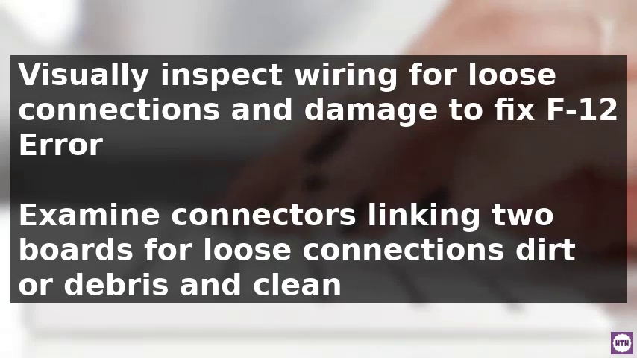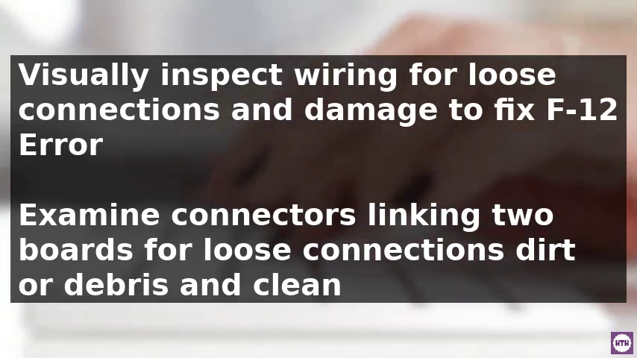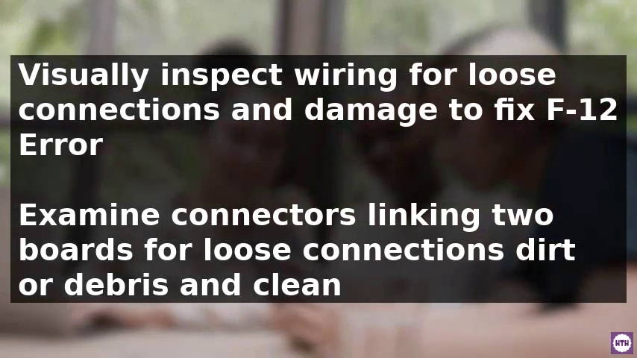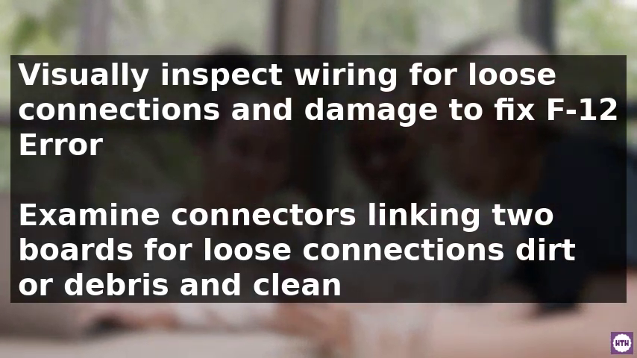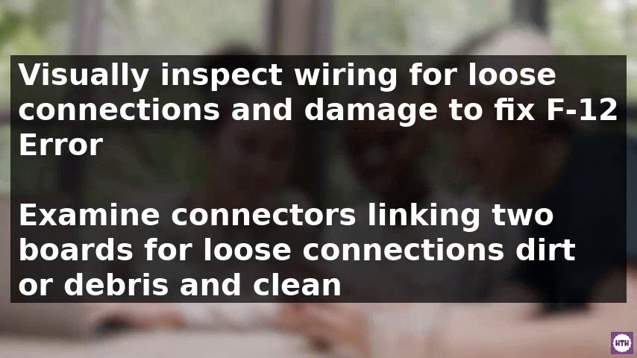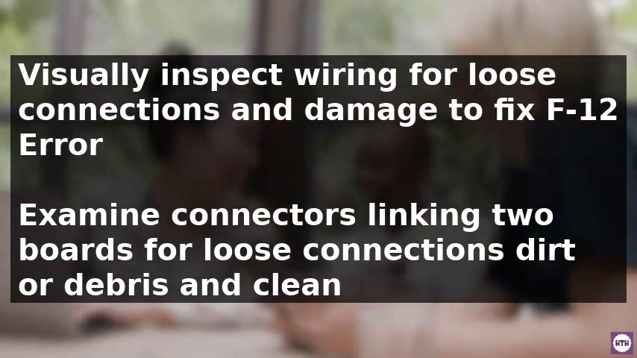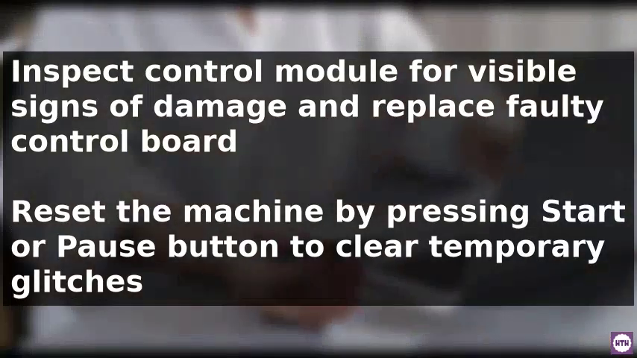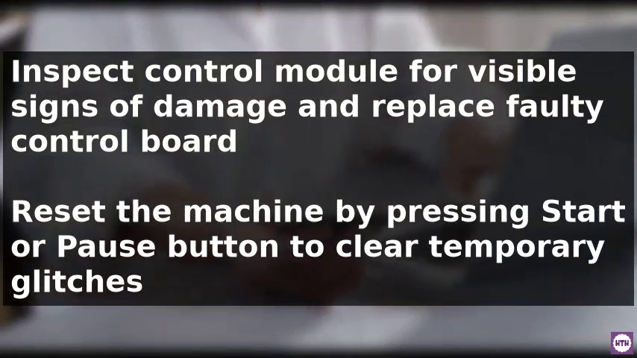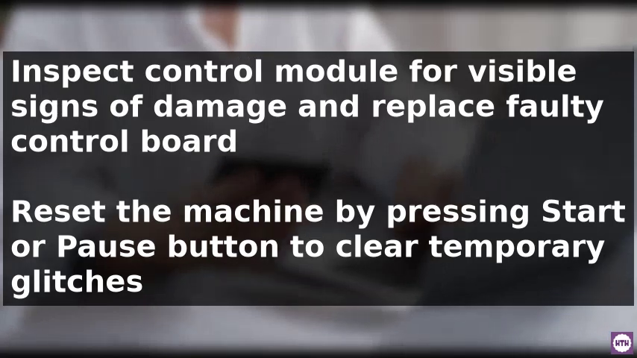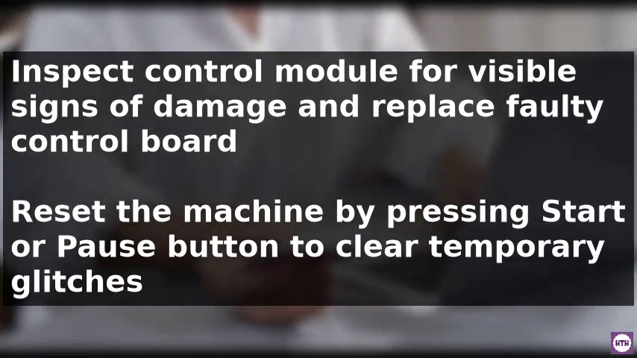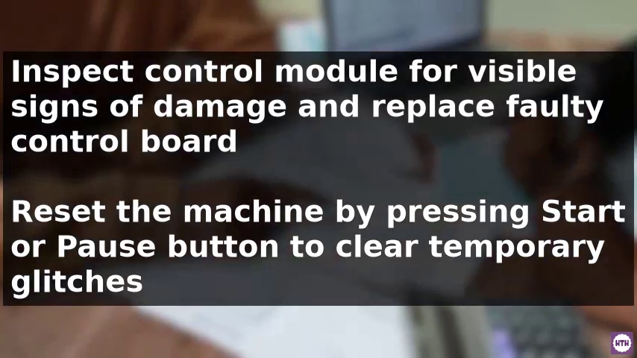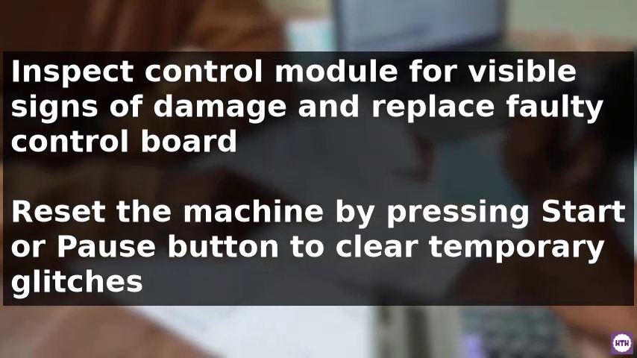Clean the connectors with a soft dry cloth or compressed air, and check for damage such as bent pins, cracked housings, or signs of burning. Reconnect any loose or disconnected wires as needed, avoiding over-tightening to prevent damage. If the wiring connections are functioning correctly, inspect the control module for any visible signs of damage, and replace the faulty control board with a new one compatible with the washing machine model if necessary.